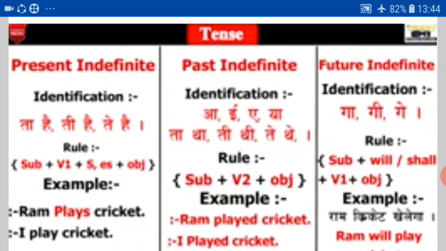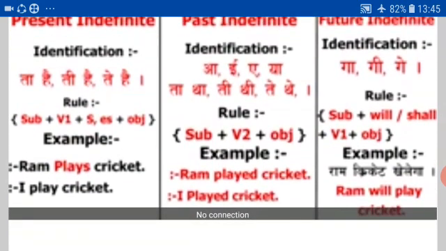In the same way, future indefinite, its identification ga, gi, ge. Its rule is subject plus will or shall plus first form of verb plus object. Friends, we will use will or shall with any subject. If the subject is I or we, we will use shall. With other subjects, we have to use will. But students, in modern English, we can use will with any subject. So our example is ready: Ram will play cricket.